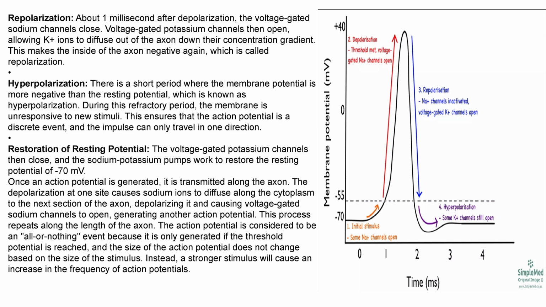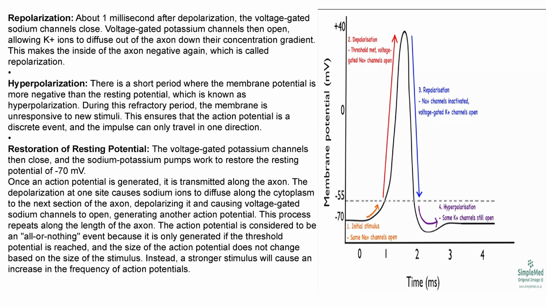About 1 millisecond after depolarization, the voltage gated sodium channels close. Voltage gated potassium channels then open, allowing potassium ions to diffuse out of the axon down their concentration gradient, which makes the inside of the axon negative again. This is called repolarization. And there is hyperpolarization, a short period where the membrane potential is more negative than the resting potential, which is known as hyperpolarization.